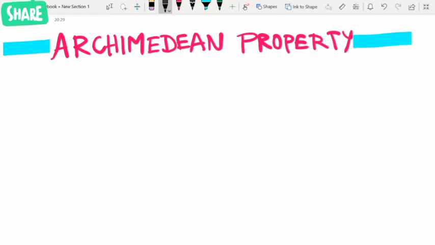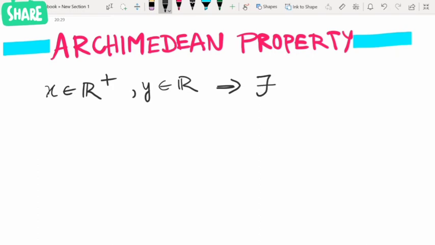Today we are going to see about the Archimedean property of real numbers. The Archimedean property states that if x is a positive real number and y is any real number, then there exists a positive integer n such that nx is greater than y.